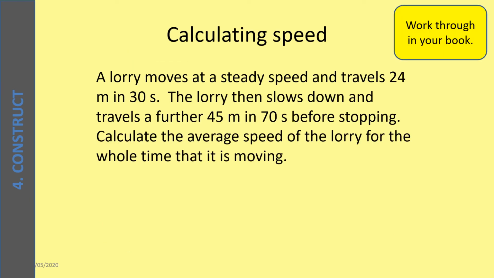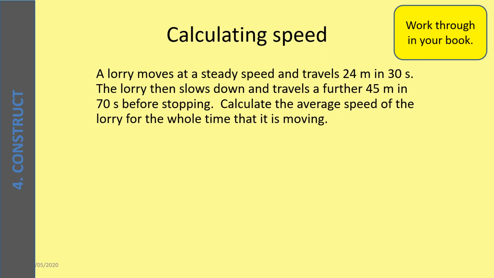Let's have a look at a slightly more complicated example. A lorry moves at a steady speed and travels 24 meters in 30 seconds. The lorry then slows down and travels a further 45 meters in 70 seconds before stopping. Calculate the average speed of the lorry for the whole time that it is moving. Now, in this question, there are two parts to the lorry's journey, and we need to allow for both parts.